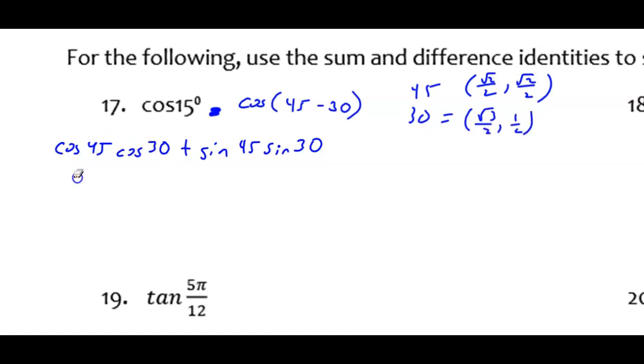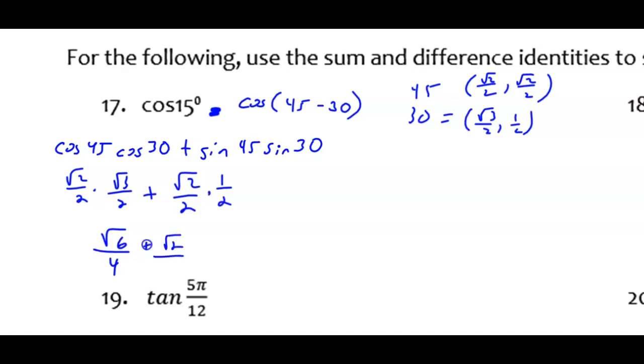So cosine of 45 is radical 2 over 2. Cosine of 30 is going to be radical 3 over 2. Sine of 45 is radical 2 over 2. And sine of 30 is 1 half. So you multiply this, you get radical 6 over 4 plus radical 2 over 4, which is radical 6 plus radical 2 over 4. All right.